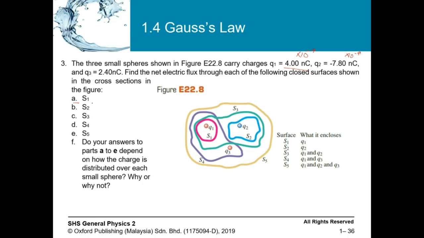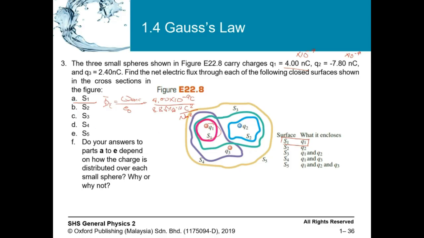So for surface 1, which encloses Q1, what do we do? Our equation will be the flux equals Q enclosed over permittivity, wherein Q enclosed is Q1. What is Q1? 4 times 10 to the power of negative 9 coulombs, over 8.85 times 10 to the power of negative 12 C squared over N m squared. And then you get the answer.